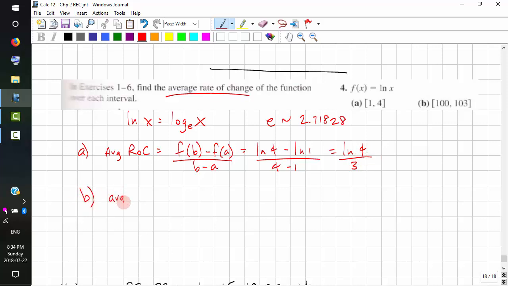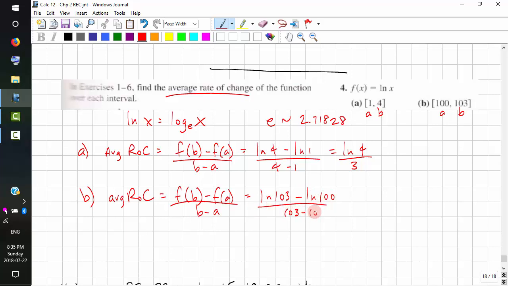B. Average rate of change equals f of B minus f of A over B minus A. And we have ln 103. So this is A, this is B, this is A, this is B. Minus ln 100 over 103 minus 100. This is minus, so that means we're dividing these two. So we have ln 1.03 over 3. Okay, again, leave it as exact whenever possible.